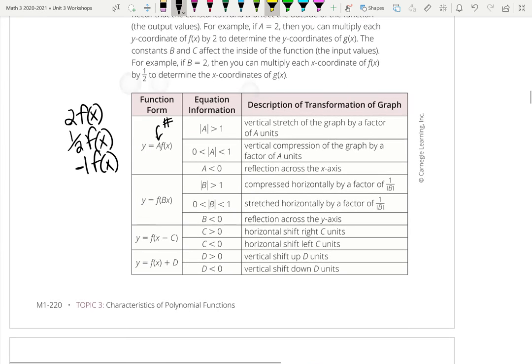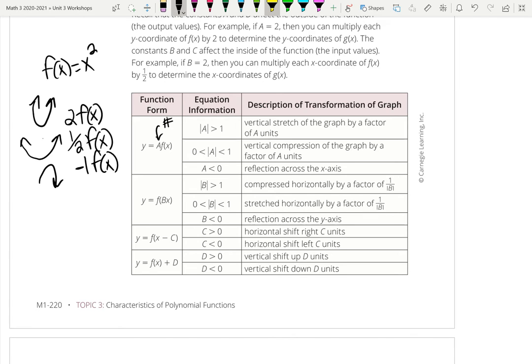So if I'm just letting f of x be the generic quadratic 2x squared, half would be a little smaller. So it would be, and then -1 would be the original flipped.